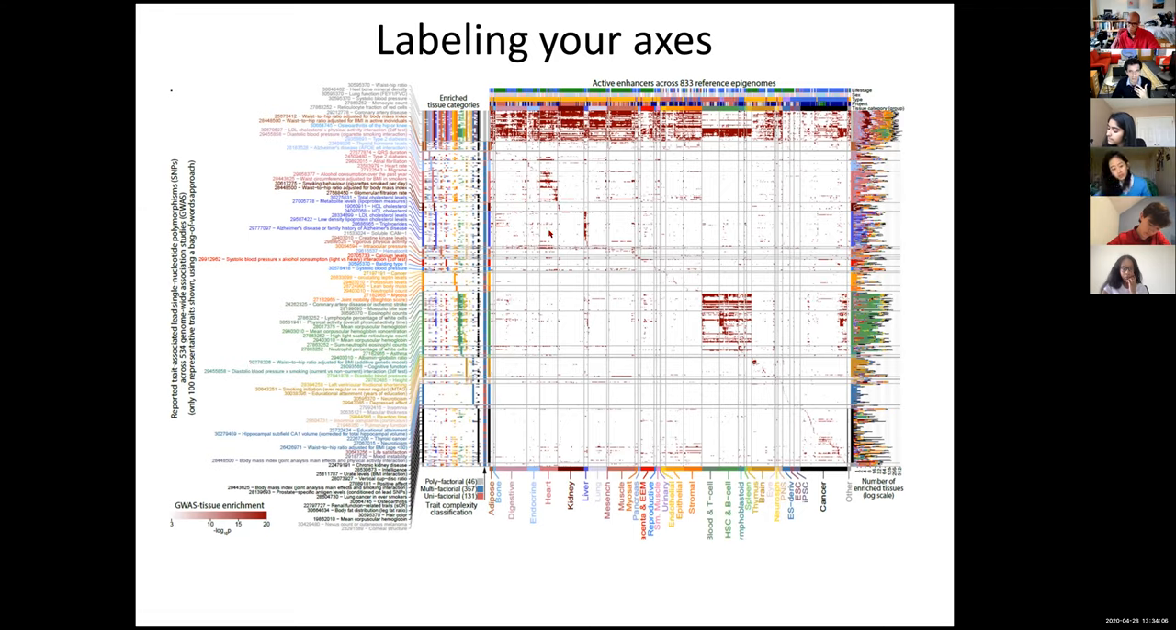And you can go overboard. For example, here, I could have just not labeled anything, or I could have said enhancers. Instead, I say active enhancers across 833 reference epigenomes. I'm being super explicit about what we're seeing.